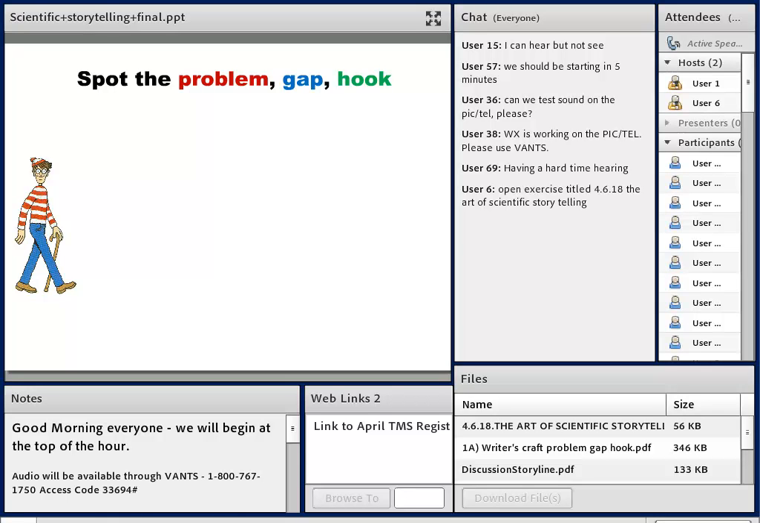So David just sent a message to tell people what to open up. It's a PDF titled The Art of Scientific Storytelling, and introduction section. We are reviewing the old version, and we are trying to spot the problem, gap, and the hook, if we can.